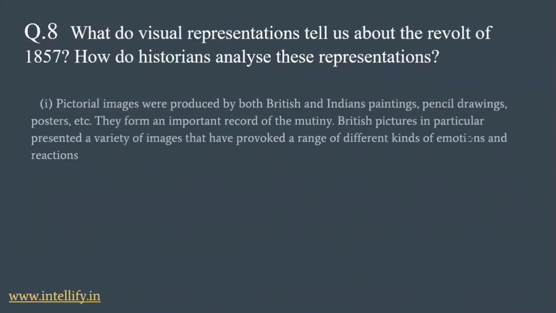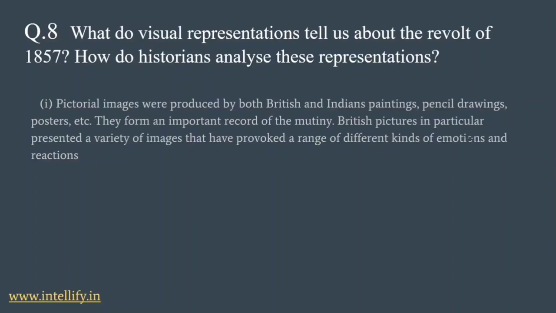The answer is, pictorial images were produced by both British and Indian artists: paintings, pencil drawings, posters, etc. They form an important record of the mutiny. British pictures in particular present a variety of images that have provoked a range of different kinds of emotions and reactions. So pictorial images about the revolt of 1857 were produced by both Indian and British painters through painting, pencil sketching, posters, etc. And they serve as an important record of this mutiny. When we take British pictures, they give us a variety of images which provoke a different range of emotions and reactions.